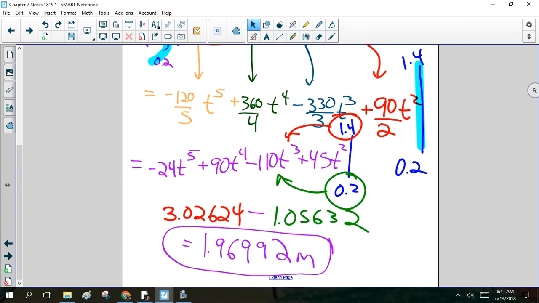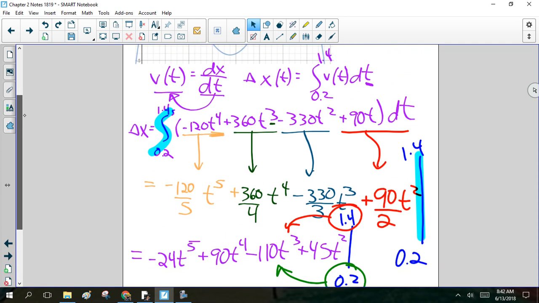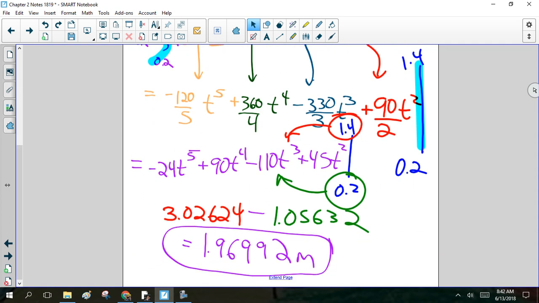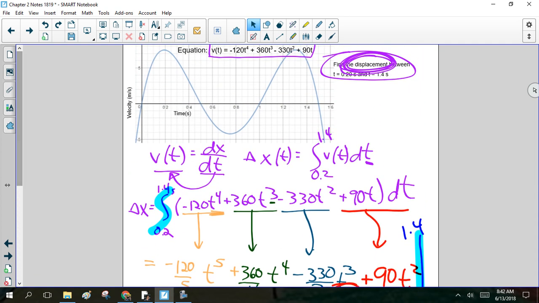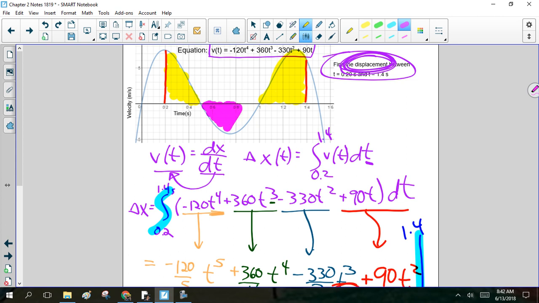All right. Now, to be clear, what that represents is, well, hold on, I probably scrolled too fast there. There you go. So what that represents is this area. We went from 0.2 to 1.4. So what we just found is this whole area. We found this positive area plus this positive area minus, or take away this, because it's all negative, right? Okay, so that's what we just found.